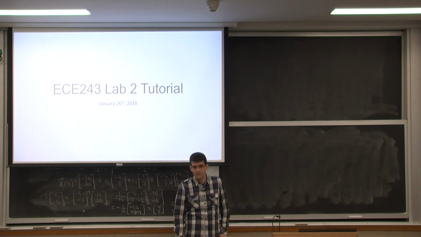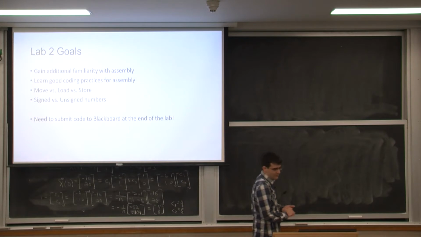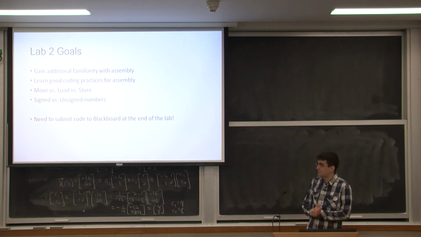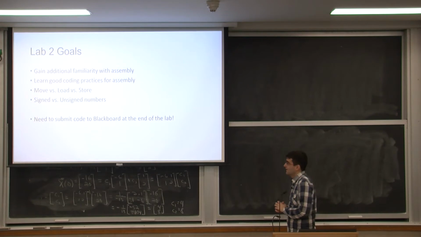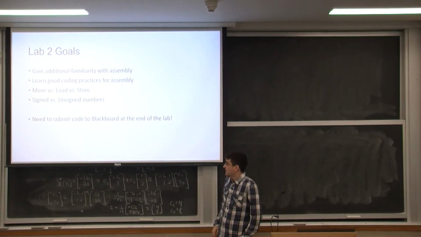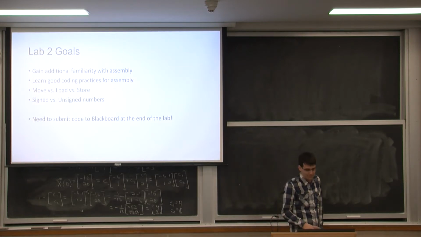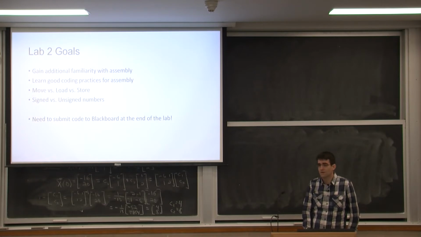So this is tutorial 2 for ECE243. And the goals of the second lab are gaining more familiarity with assembly, because in lab 1 you practically had the program written for you. Learning good coding practices is a goal of all the labs. Also seeing the difference between move instructions, loads and stores, and between signed and unsigned numbers, and the different data types you have in this machine, which are basically words, half words, and bytes.